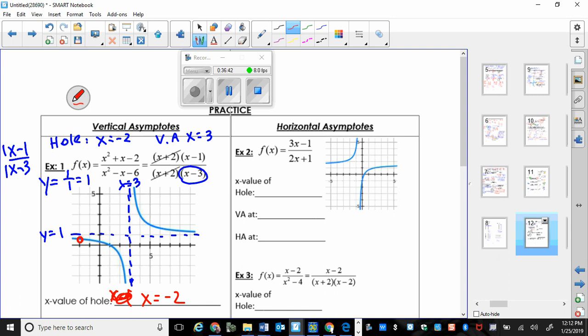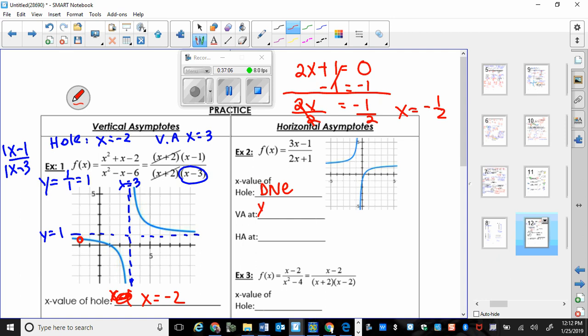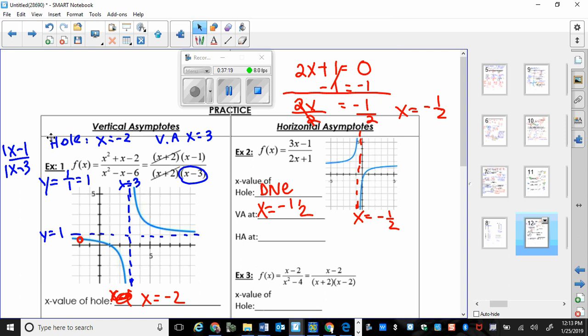Looking at the next one, there are no holes, so holes do not exist. There's nothing I can cancel there. I do have a vertical asymptote. Let's see, 2x plus 1 equals 0. So I subtract 1 on both sides, get 2x equals -1, divide both sides by 2, and x equals -1/2. There is my vertical asymptote. I'm going to just go ahead and draw it here. A little bit hard to draw. So x equals -1/2, or x equals -0.5.